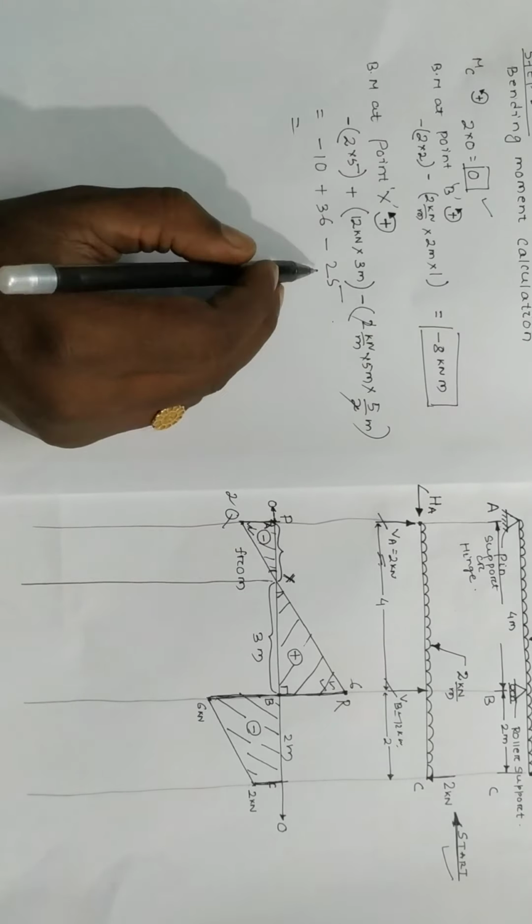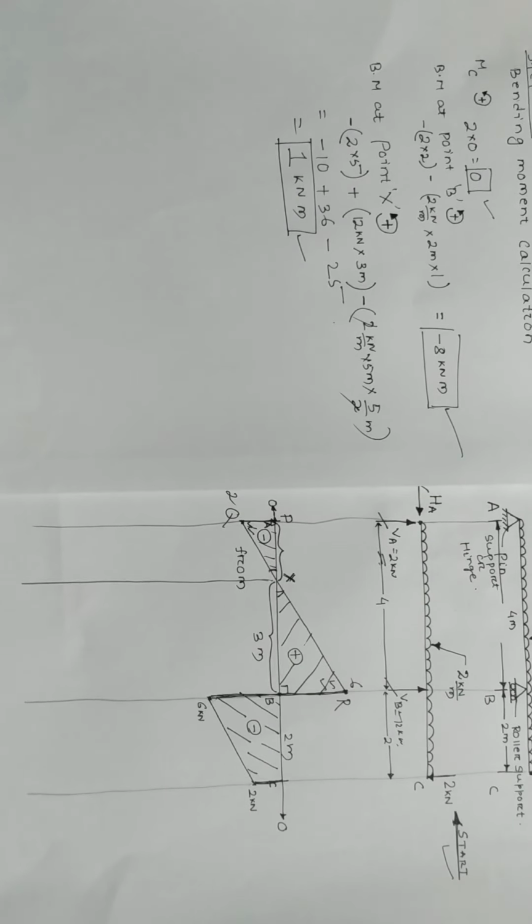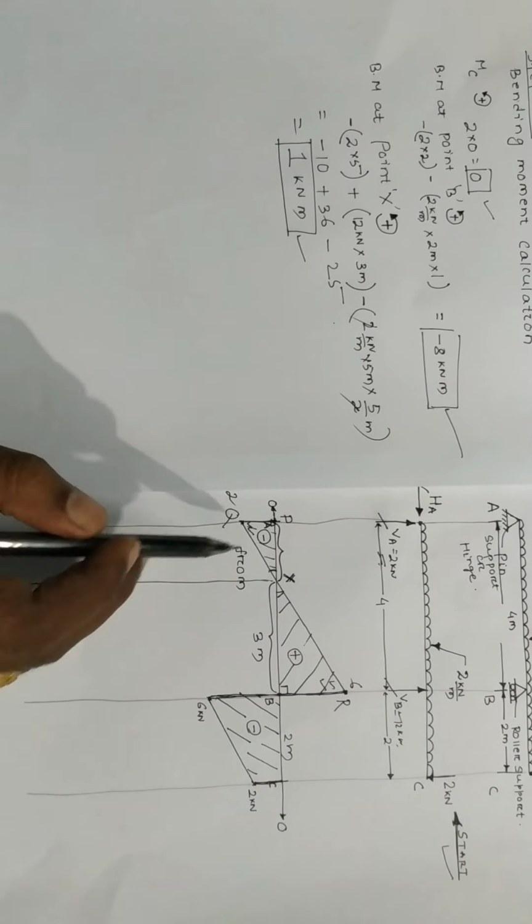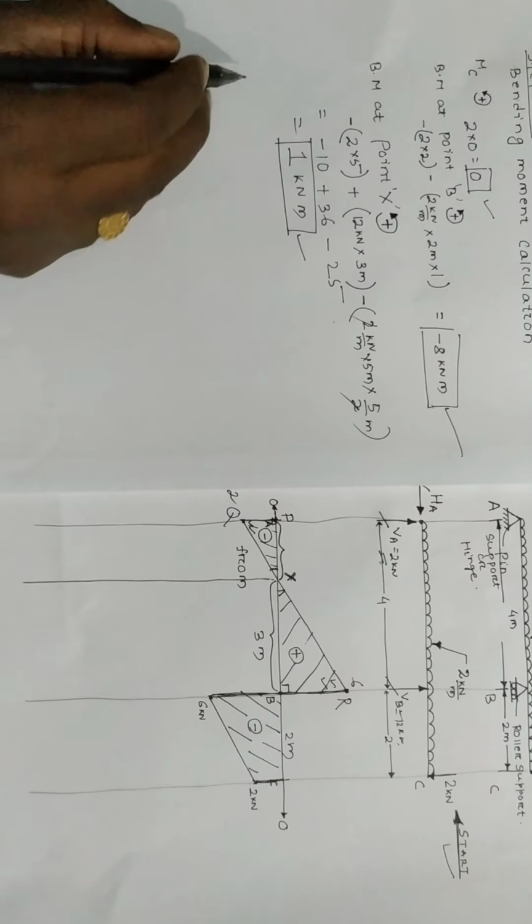It is positive 1 kilonewton per meter. Okay, 1 kilonewton meter. This is another important point. Okay, over. Then the last one, bending moment at point A.